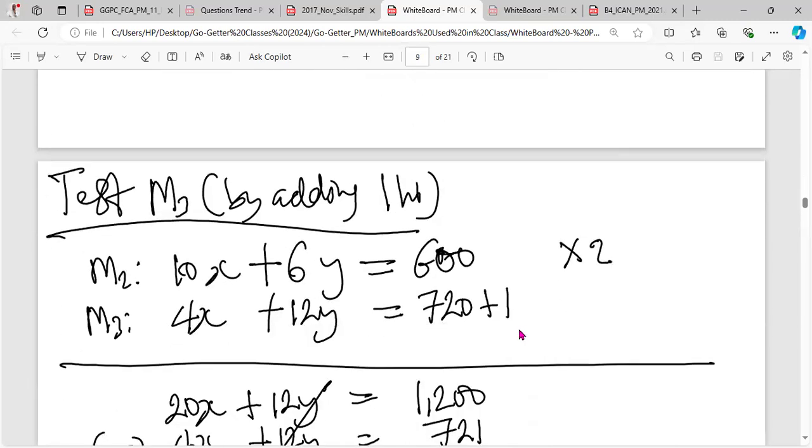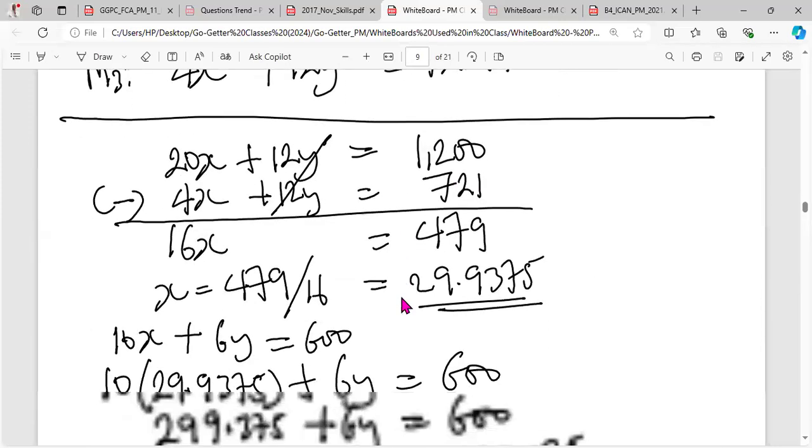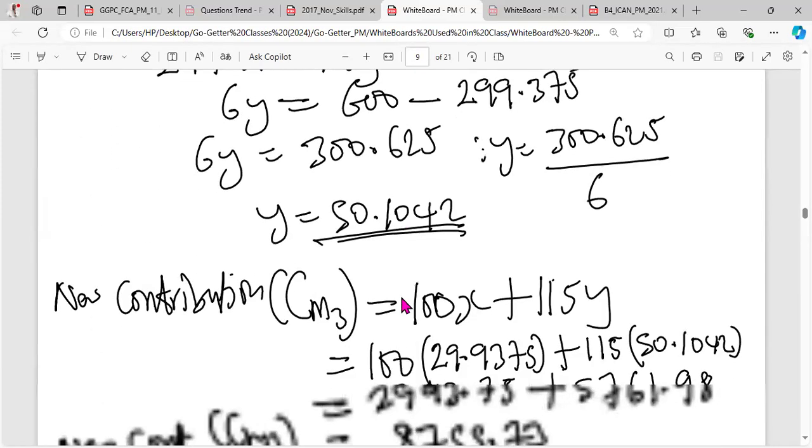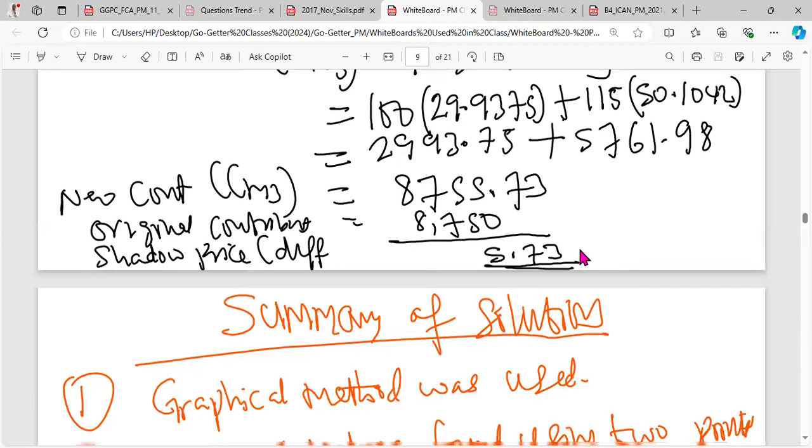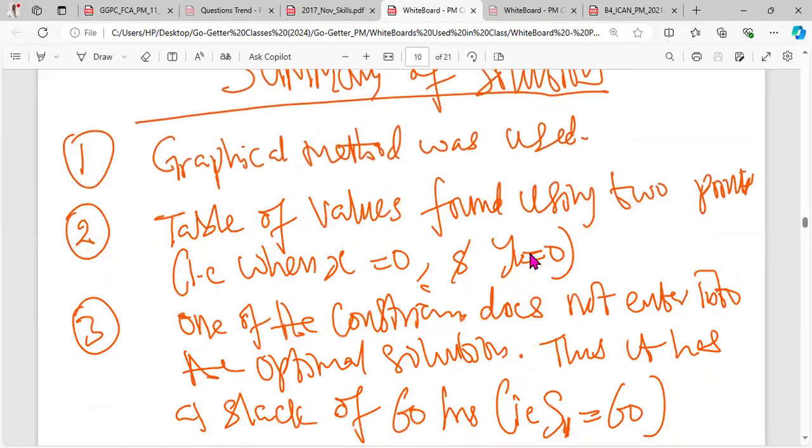Then we decided to do it for M3, we just added 1 here and we solved simultaneously, and we found out that our extra contribution was 5.73. Then we now had the summary.